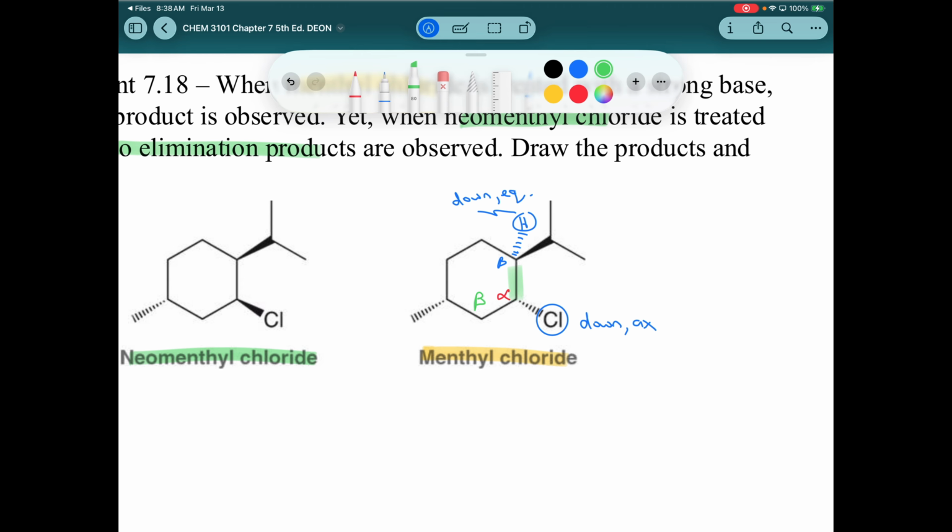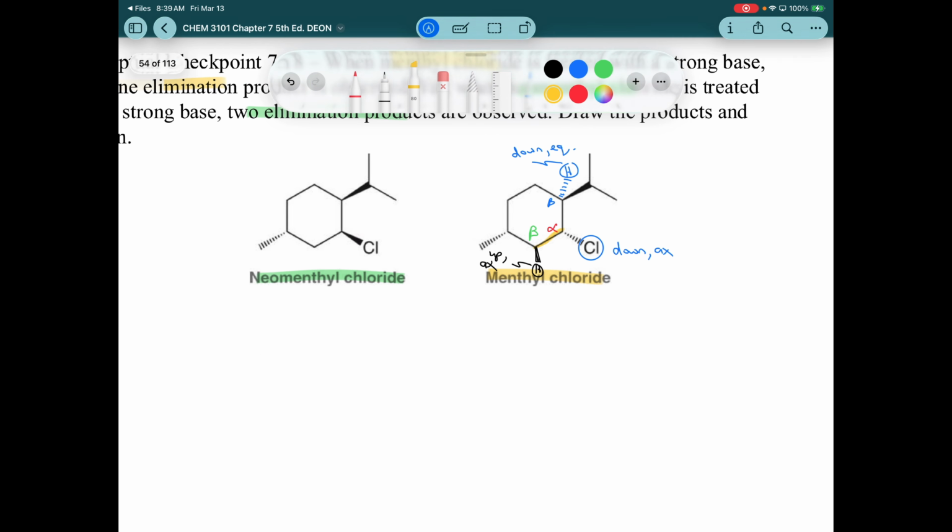That's a hard no. But, and you can see where I'm going with this, right? If I scribble in this proton that's pointing up, this one must be up in what? Axial. Hot diggity darn. Can we get an elimination reaction occurring here? Yes, because we have an alpha leaving group that's axial. We have a beta proton that's axial. One's up, one's down. Let's go for it. All right, let's give it the old college try.